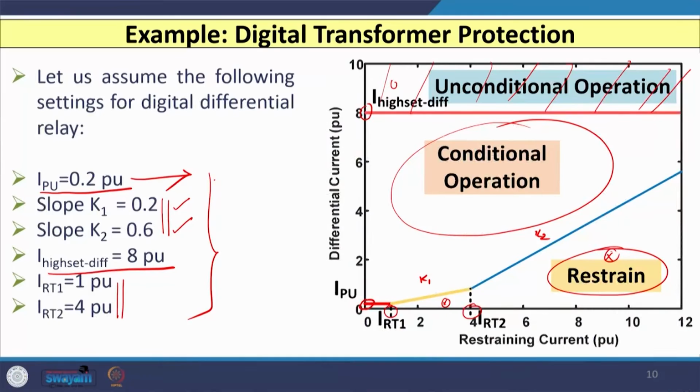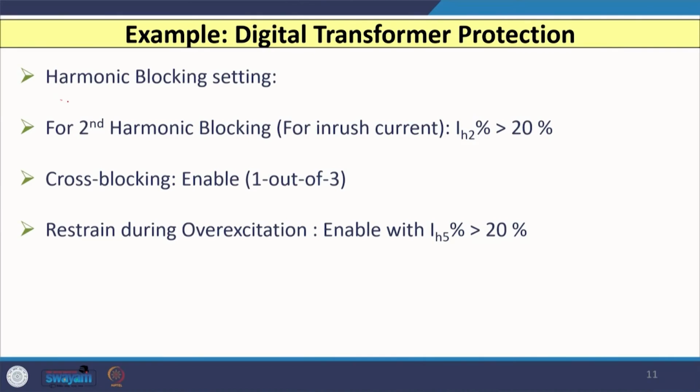Now, with this assumed setting, let us verify whether these settings are correct or not by taking different cases. Before we go to that, the harmonic settings are also important. What we have assumed is that for inrush detection, second harmonic blocking, the second harmonic content with reference to fundamental should be 20%. So, if it exceeds 20%, then inrush is detected.